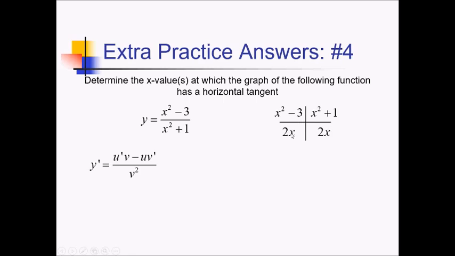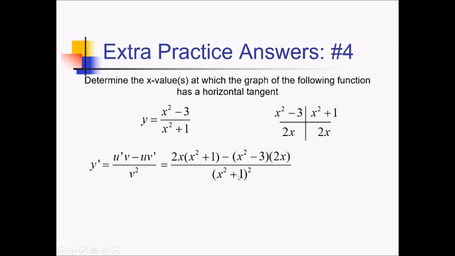So I've got 2x times x squared plus 1. And then going the other way with the ribbon, I've got x squared minus 3 in parentheses times 2x. And by the way, it doesn't matter what order I write the multiplication in, but the subtraction, the order does make a big difference. And then the denominator, v squared, so that's going to be x squared plus 1, all of it squared.